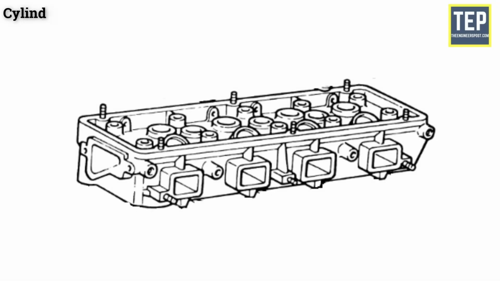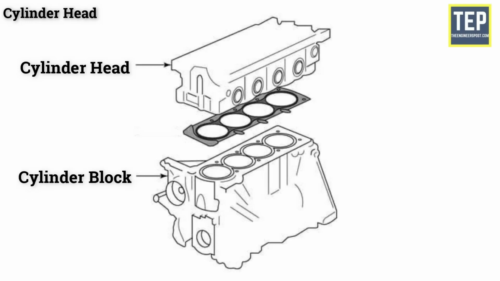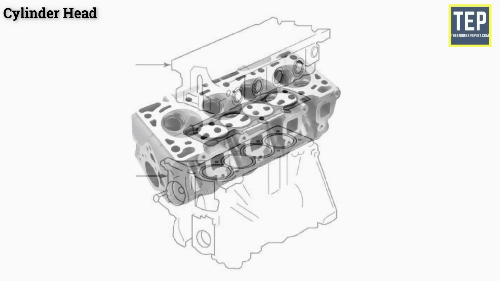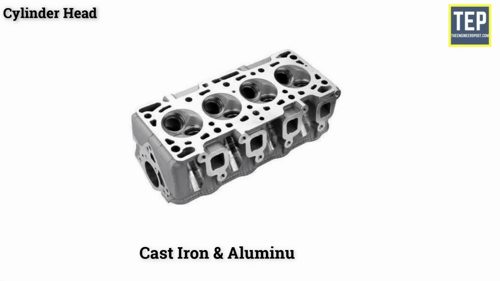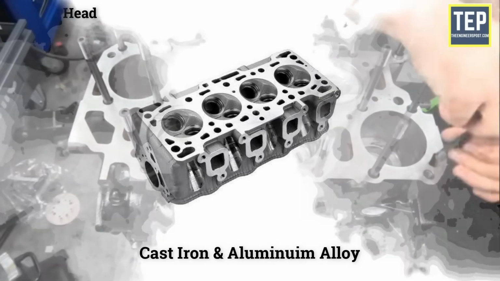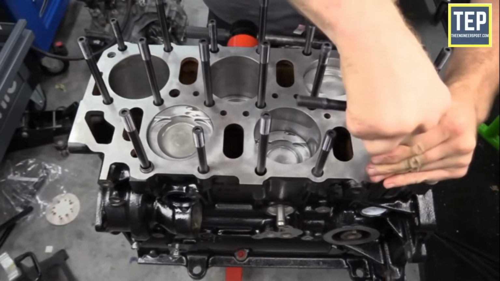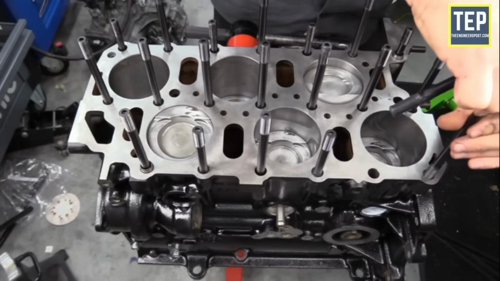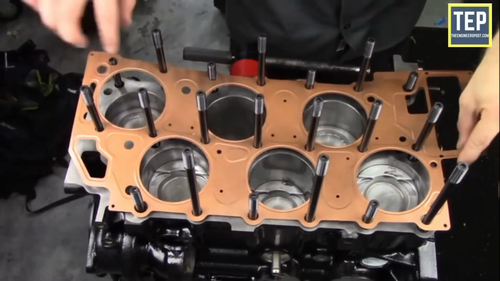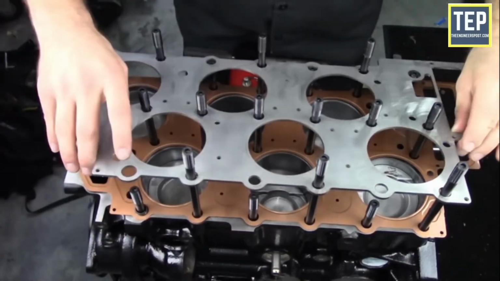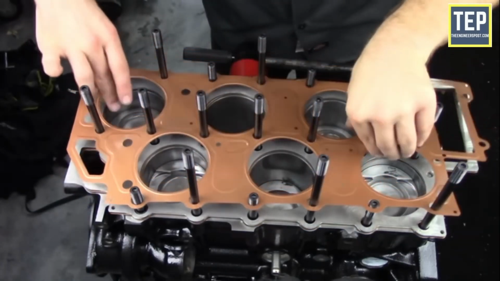Cylinder head. The cylinder head is another main part of an engine. It is a joint between the cylinder head and cylinder block. It is usually made up of cast iron and aluminium alloy. The cylinder head is attached to the cylinder block using studs fixed to the block. Gaskets are used to provide a tight leak-proof joint between the head and block.